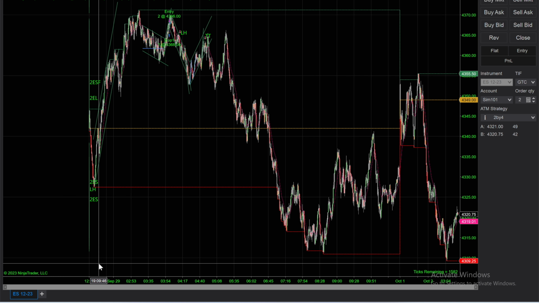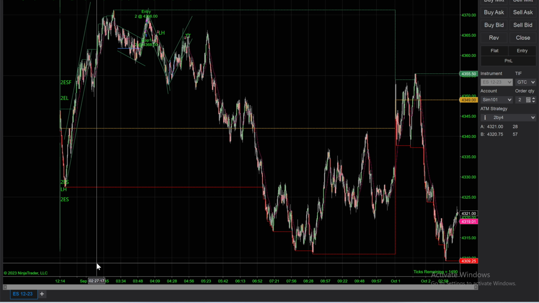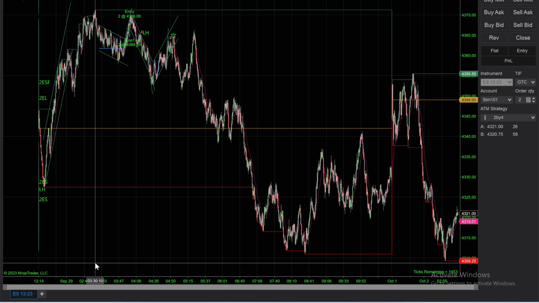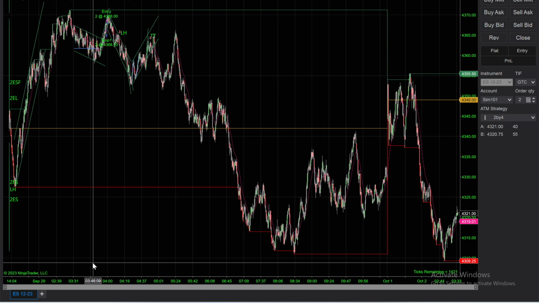This is the ES chart, 2000 tick interval, and this is what the charts looked like when I opened up Monday morning on NinjaTrader.